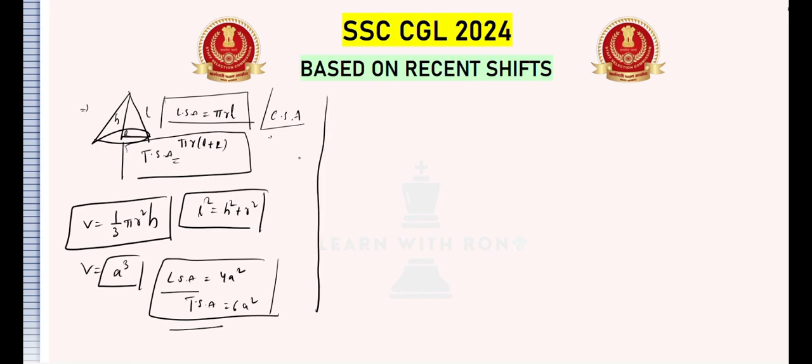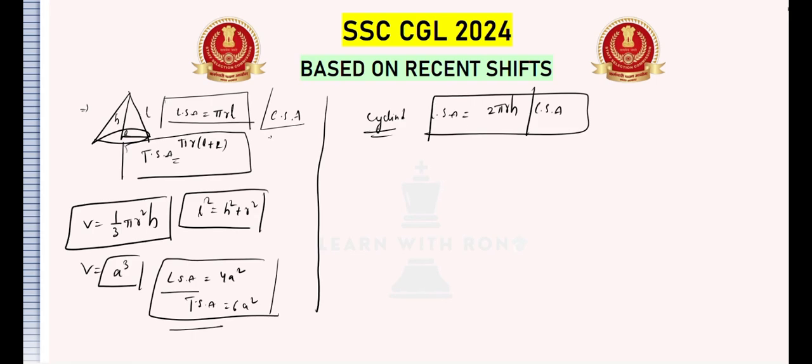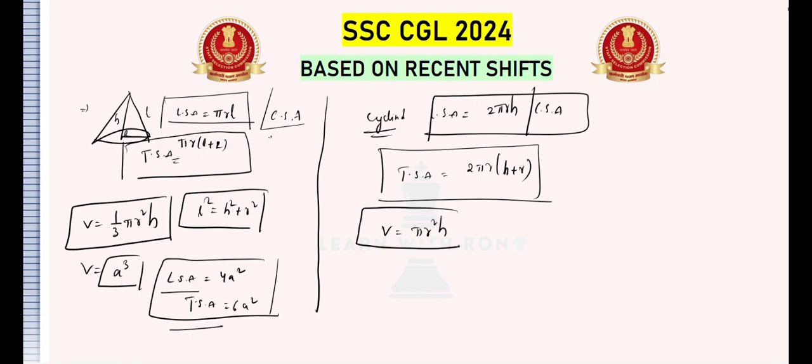And one more thing you need to remember is the cylinder formulas. Lateral surface area of a cylinder is 2 pi R H. Lateral surface area or curved surface area, both are the same. Total surface area of a cylinder is 2 pi R (H plus R). Try to remember. And the volume of a cylinder is pi R square H.